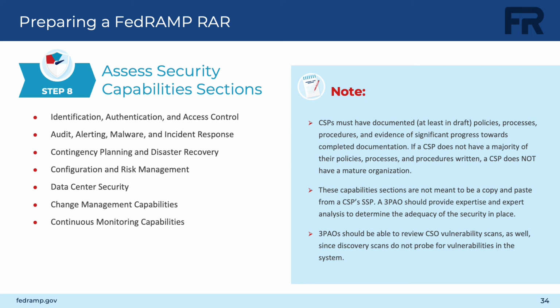Finally, it is important to note that the CSP must have the majority of the policies and procedures documented. When the PMO reviews the RAR for adequacy, the capabilities section should not be a copy and paste from the SSP, and a 3PAO should provide expert analysis to determine the adequacy of the security in place. The PMO does emphasize the importance of continuous monitoring throughout the system development lifecycle. Therefore, the CSP must be performing scanning and remediation in a FedRAMP timely manner. The 3PAO should be able to observe vulnerability scan findings from at least 3 months of scanning to determine if continuous monitoring is in place.